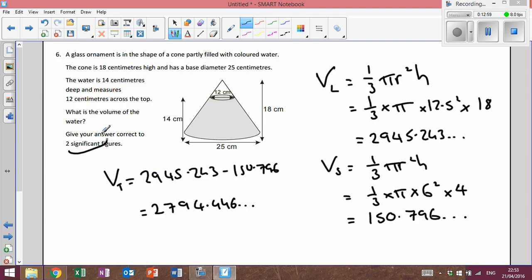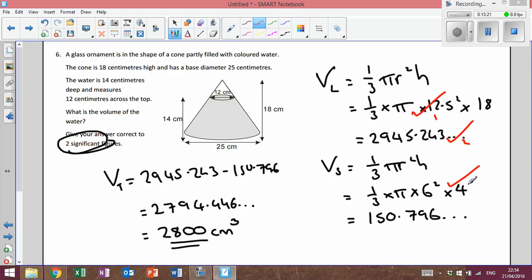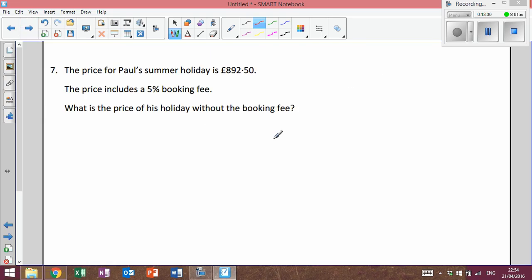Which gives us the answer 2794.446 and so on. We want an answer to two significant figures, so that's 2 there and the 9 will round it up, so 28. Remember your zeros to keep the size the same, and it's centimeters cubed. Make sure you've got that, and you may lose marks if you don't, and you don't want to do all the hard work and miss out a mark because of something daft. So 1 mark for subbing, second mark there, third, fourth, 1 for subtracting, and then 1 for your sig figs at the end. So it's a lovely 6-mark question to pick up on.